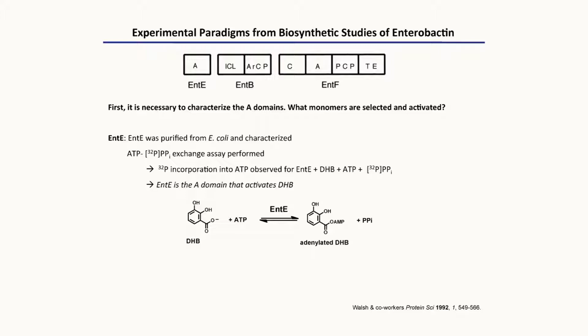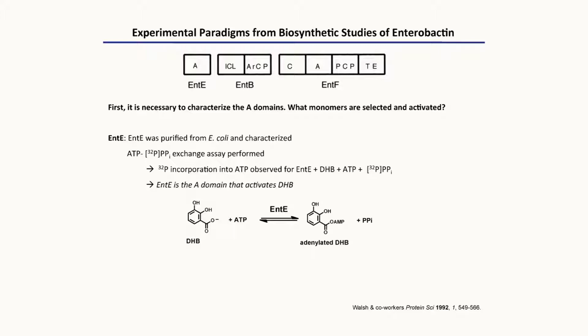So what was done? For NE, where we'll start, this protein was purified from E. coli and characterized here. And how is it characterized? It was characterized by ATP-PPi exchange, like what we saw for the aminoacyl tRNA synthetase characterization. What was observed is that when NE was combined with dihydroxybenzoic acid, ATP, and radiolabeled PPi, there was incorporation of the P32 label into ATP, right? So that indicates formation of this adenylate intermediate and resulted in the conclusion that NE is the A domain that activates this aryl acid monomer. Okay, this chemistry should be very familiar at this stage based on our discussions in the translation unit.